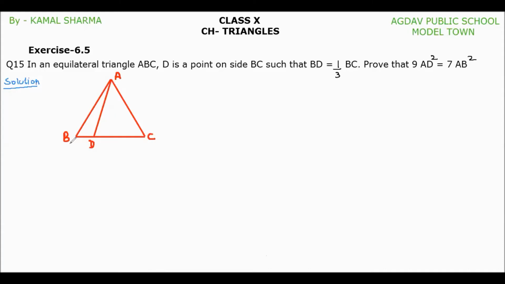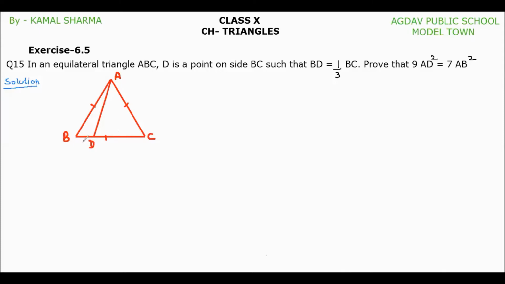So we have a triangle ABC which is equilateral. So let's mark the sides that they are equal. Now the question says D is a point on side BC such that BD is equal to 1 by 3 BC. So we have taken a point D, you can see in the figure, such that BD is 1 by 3 of BC.